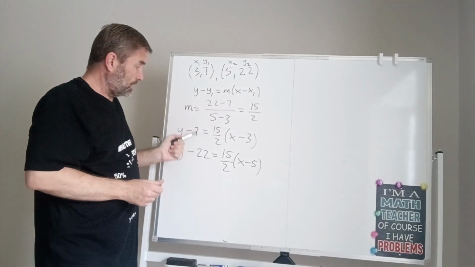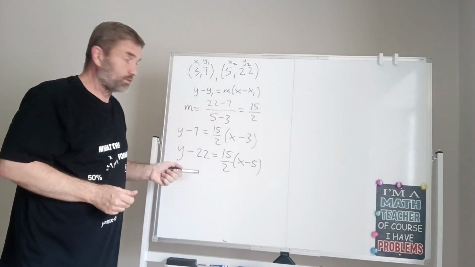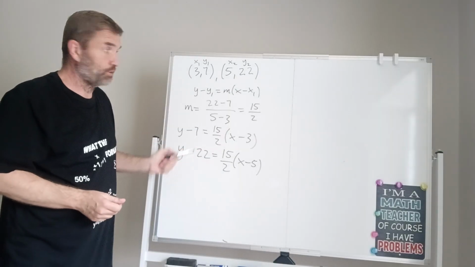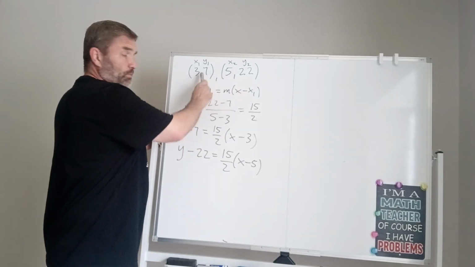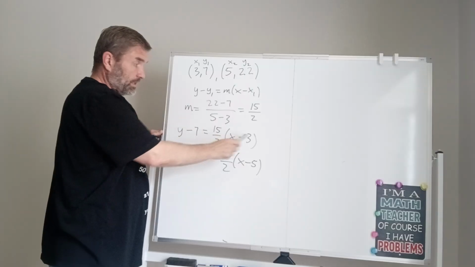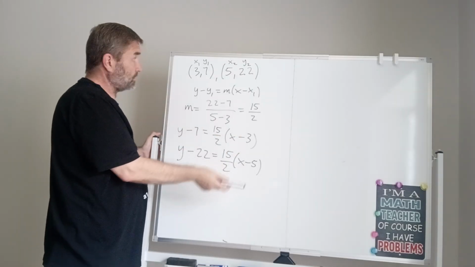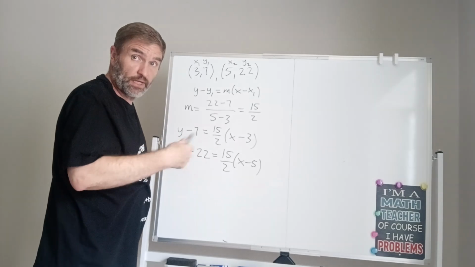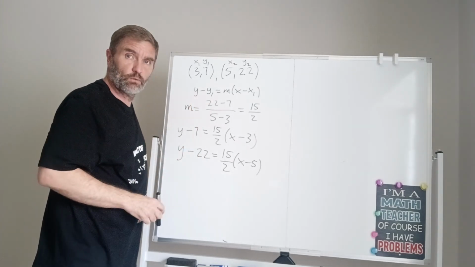You got 2 points. Came up with 2 different equations. They're both the correct answer. This used the point 3, 7. This used the point 5 and 22. Now notice, if your points are positive up here, they're going to be negative down here. So then the flip side is also true. If they're negative up here, then you're going to have pluses down here. Because remember, minus a minus is a plus. So you're going to want to watch that.